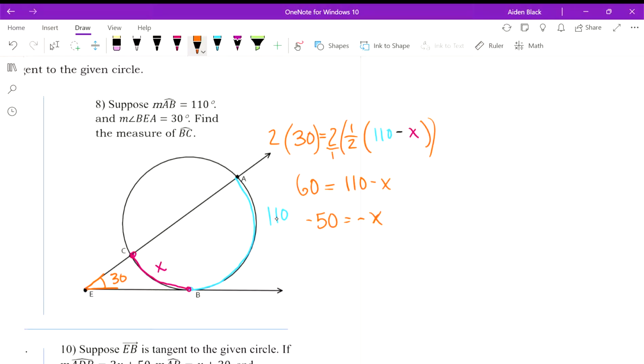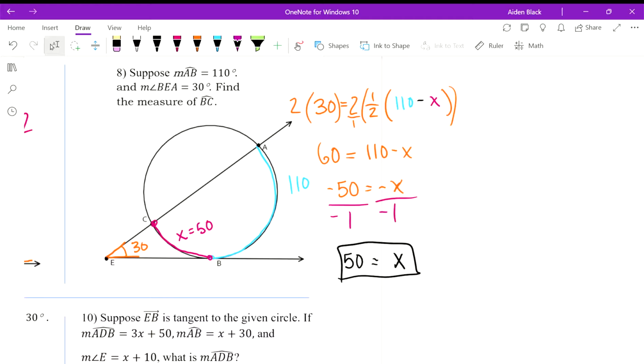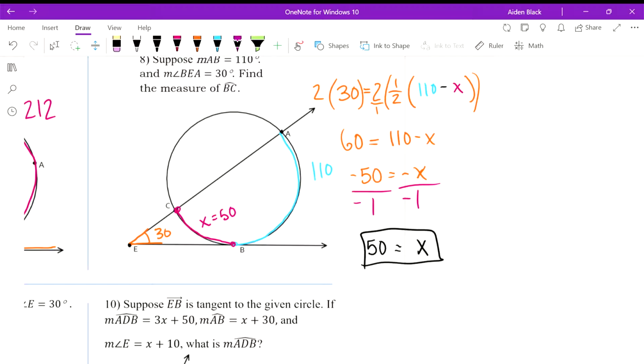It should be clear that the value is 50 for X, but let's divide both sides by negative 1. This also works. Negative X divided by negative 1 just equals positive X, and negative 50 divided by negative 1 is just 50. So X equals 50. So we can write this is 50. And seeing those arcs, it should make sense. 110 minus 50 equals 60, and you cut that in half and you get the angle 30.